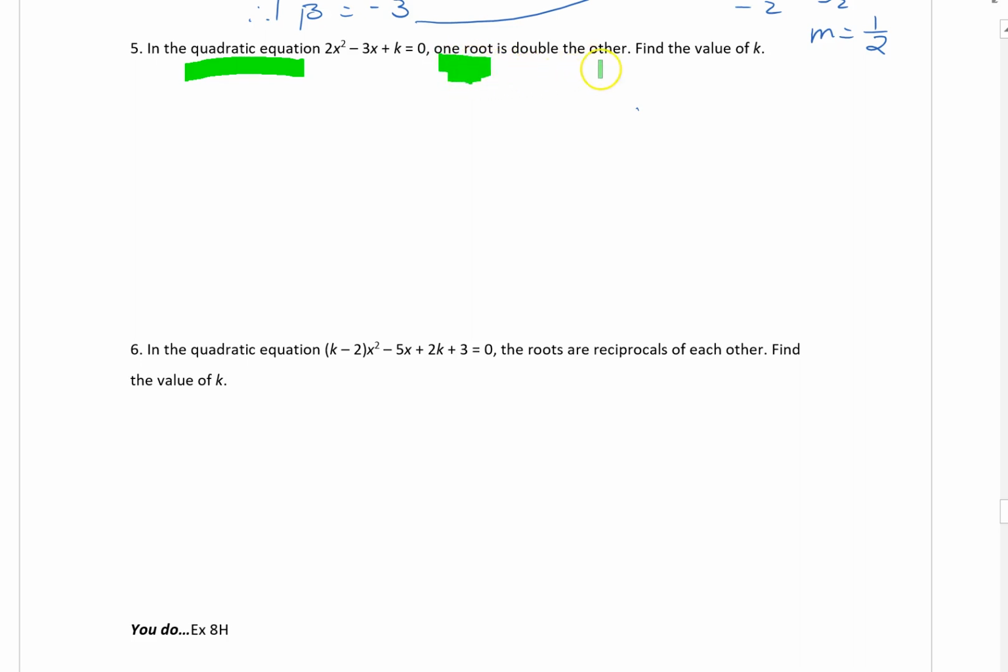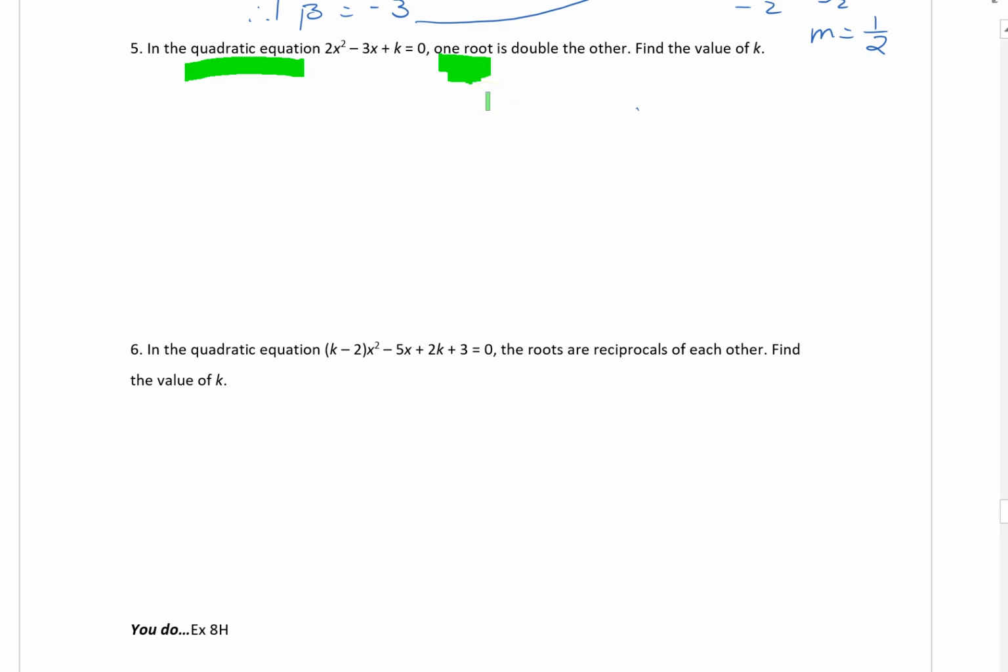We can see we've got a quadratic, and it's talking about a root. One root is double the other. Find the value of k. That doesn't help us make a connection at all. It would really just be the fact that it says it's a quadratic equation and it's mentioning something about the root of the equation. So that's not a lot of help or hint for you to make the connection.